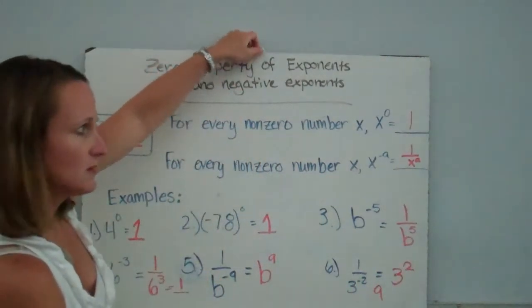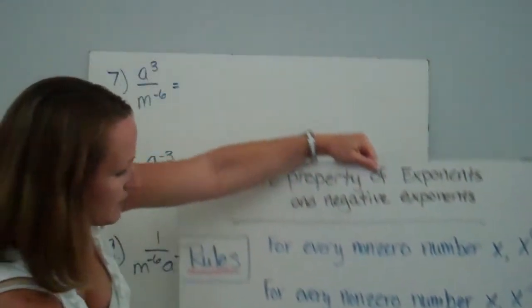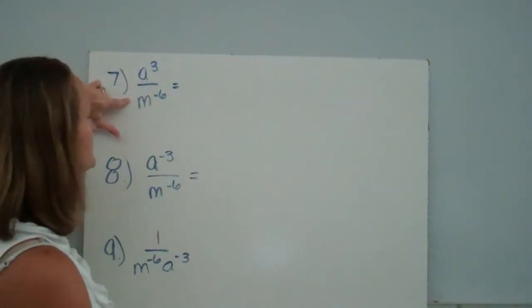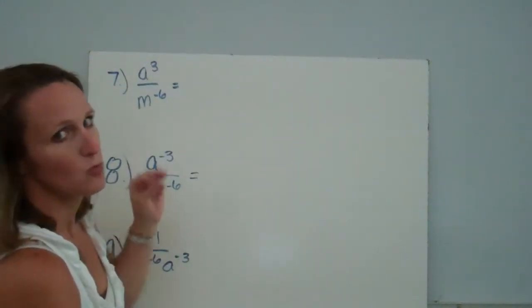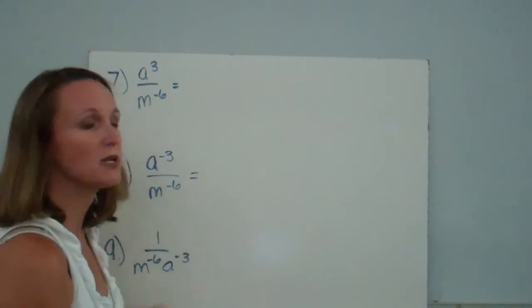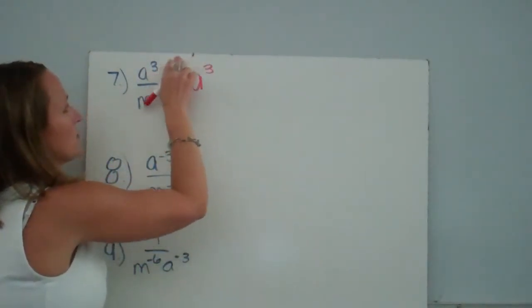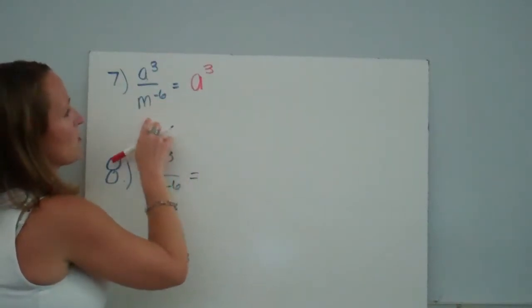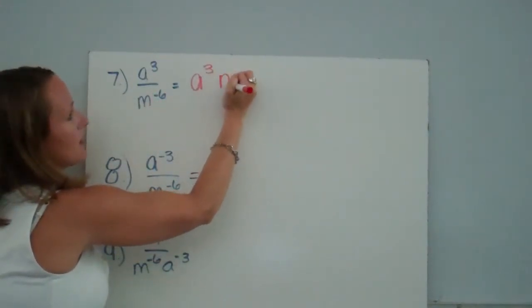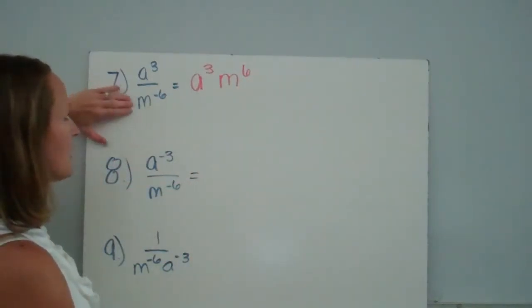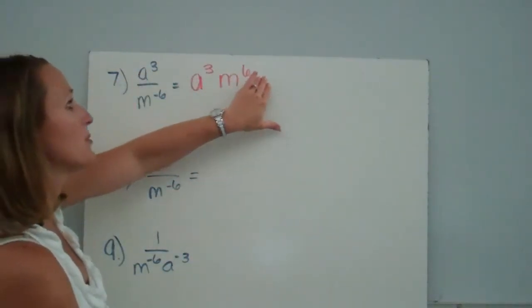Okay, let's look at a couple more. 3 more to be exact. I have a to the third over m to the negative 6th. Negative exponent, I want to push it up. My a to the third can stay right where it is because there's nothing wrong with it. This one, we're going to push it up, and this is my answer. So I took my denominator that had the negative exponent and I put it up top.